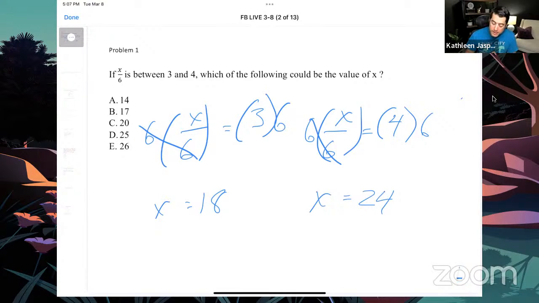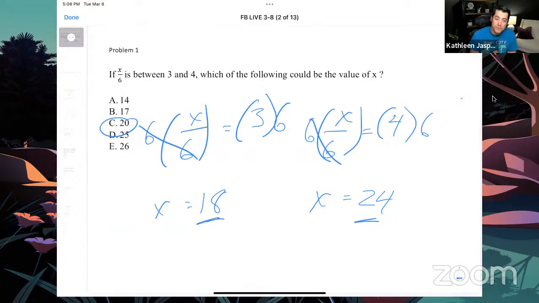So the question says it has to be between 3 and 4. So between 3 and 4 would be 18 and 24. So just look: what are the only numbers here that are greater than 18 and less than 24? You've got C, which is 20. Okay, so it's just setting it up correctly, and then between 3 and 4 is where you want to be.